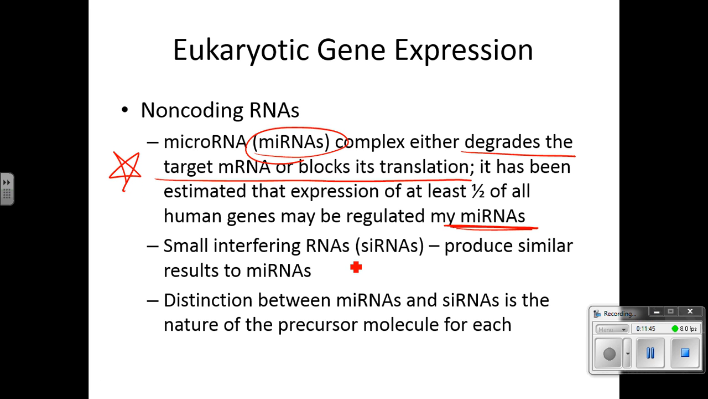Small interfering RNAs, siRNAs, produce similar results as miRNAs. So basically, similar result, different thing. The distinction between the two is the nature of the precursor molecule for each. So they basically have the same function, and these are important ones to remember.